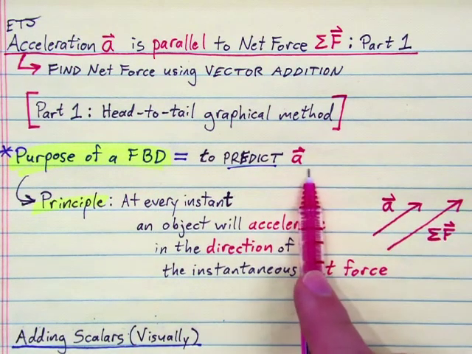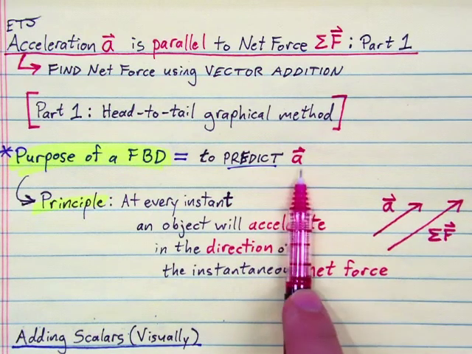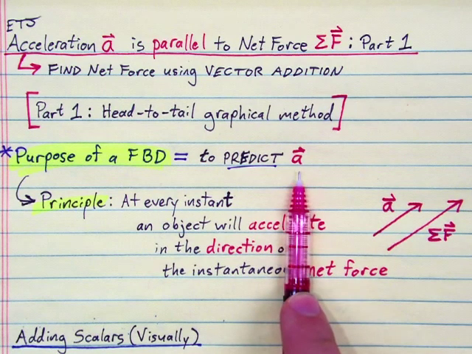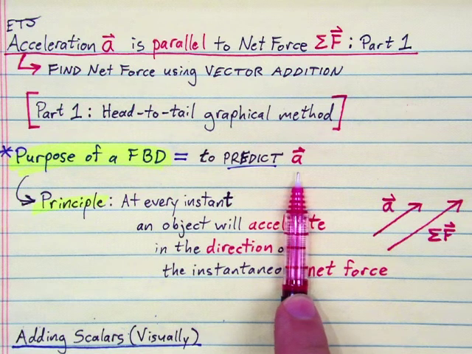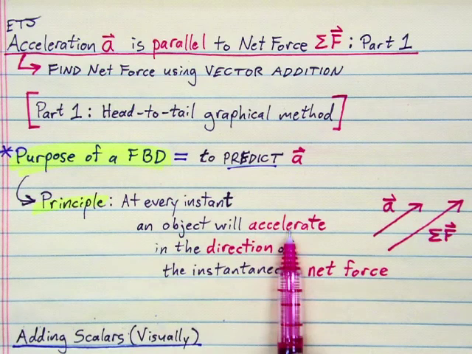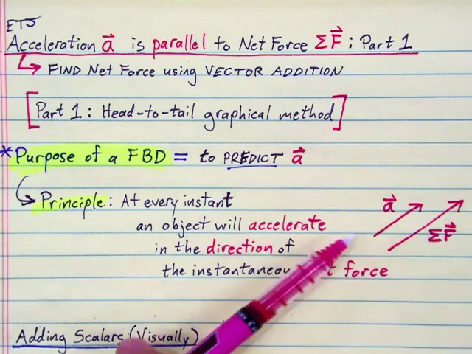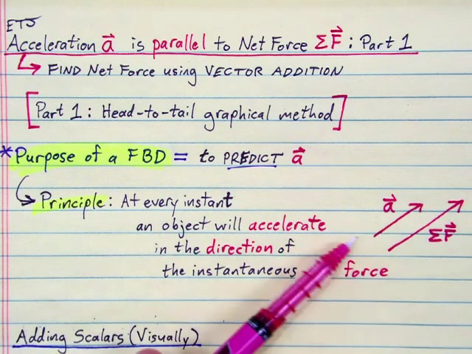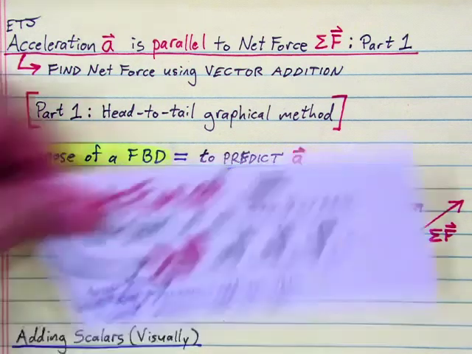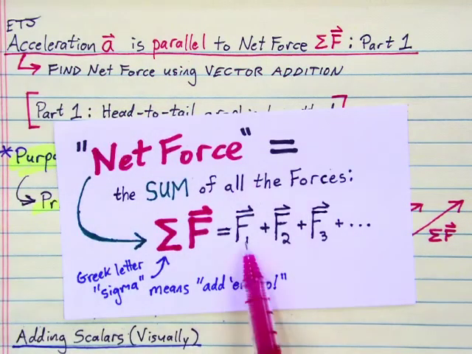Taking Newton's first law a step further, observational evidence informs us that interactions cause acceleration, and more specifically, when interactions are modeled as forces, which are vectors that can add up or cancel out, at every instant an object will accelerate in the direction of the instantaneous net force. Your acceleration and net force vectors are always parallel. Net force, recall, is the sum of all the forces acting at that instant.